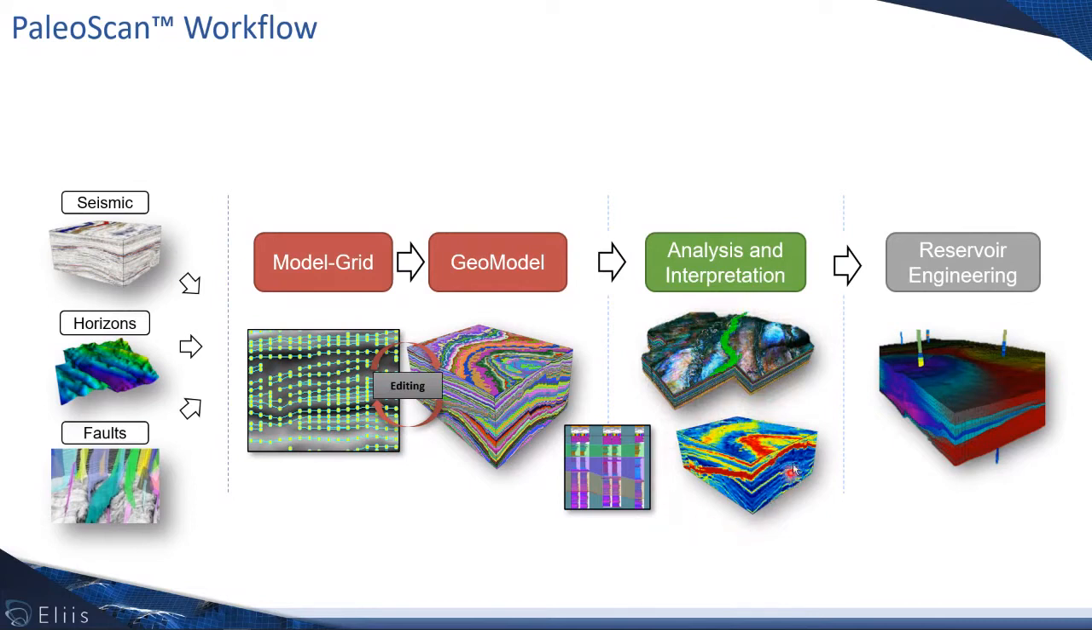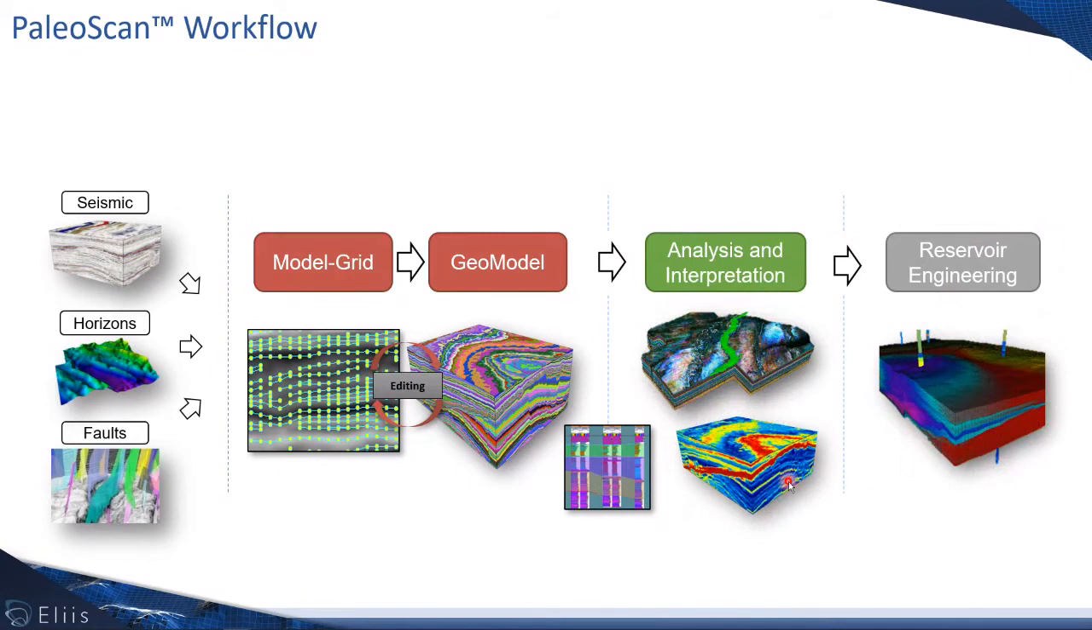What you can also do is derive some volumes that are attributes derived directly from the geomodel. And then later on, you can pass it on to reservoir engineering, or you can create a geocellular model, such as the one you can see here, directly in PaleoScan.